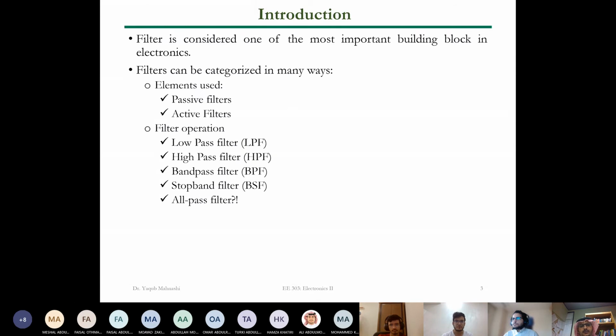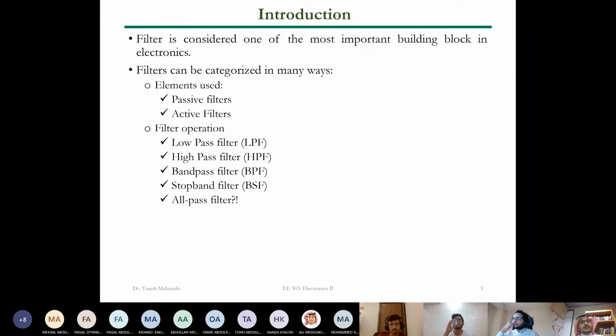So in general, I think this is trivial for you. You know that we have a lot of types of filters, and we can categorize them based on the operation or the elements that are used. If you are considering operation, we have, of course, low pass filter, high pass filter, band pass filter, stop band filter, all pass filter, and so on. Of course, I have a question about the all pass filter: what is the main idea of using an all pass filter? If everything passes, what is the point? Just remove it, right? That's the point. We'll talk about it later in detail, inshallah.